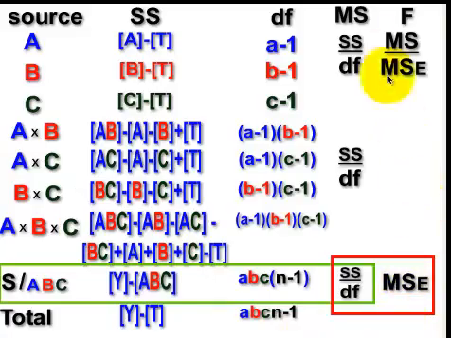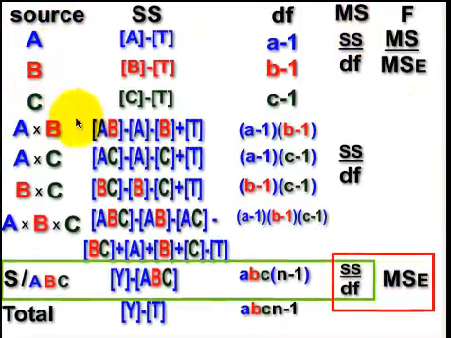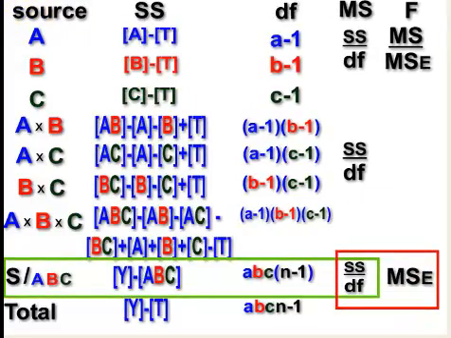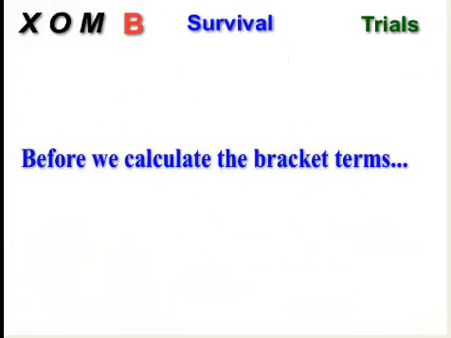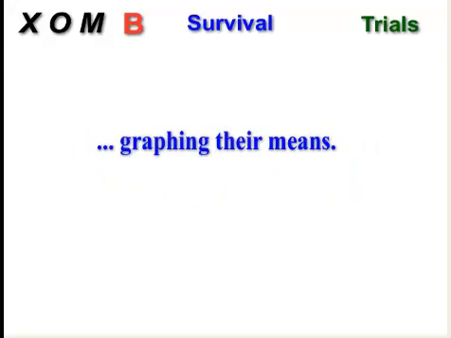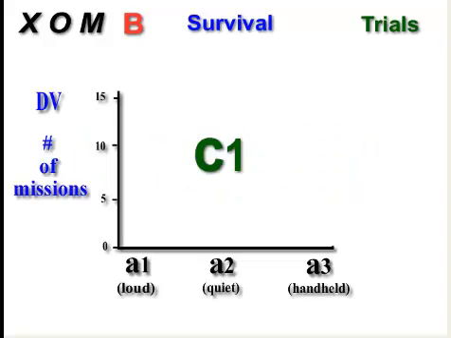And remember that all of the mean squares between all the different sources get divided by the error term down here, also called the within group variance. But before we do all that hard work, calculate the bracket terms, let's check for the main effect of each IV and to see if there's any interaction going on between the IVs by graphing their means.